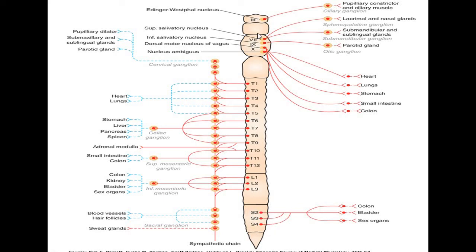Cranial: 3rd, 7th, 9th and 10th cranial nerves. 3rd cranial nerve, which nucleus? Edinger-Westphal nucleus, through the oculomotor nerve, causing a synapse at the ciliary ganglion, innervating the ciliary muscle. What will happen? Contraction will happen of the ciliary muscle, and when the ciliary muscle contracts, there will be miosis.